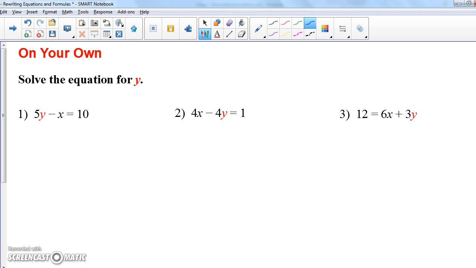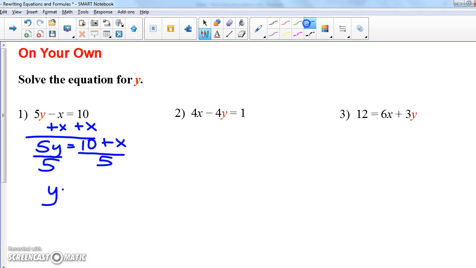Okay, so for number 1, what I'm going to do is get y by itself. So I'm going to add x to both sides. That gives me 5y equals 10 plus x. Then I'm going to divide by 5, divide by 5, and that's going to give me y equals 2 plus x over 5. Another way you can write this is y equals 2 plus 1/5 x. Either one is fine. Number 2, I'm going to get rid of the 4x first.